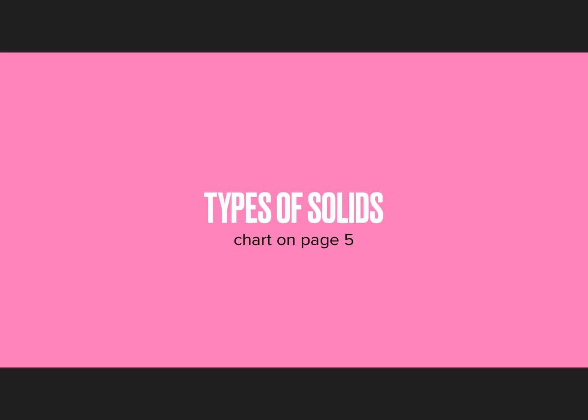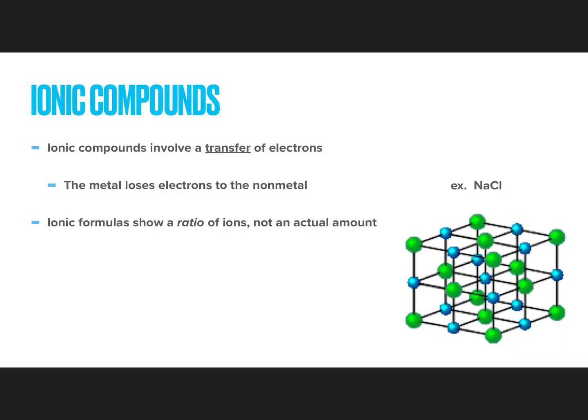In this video, we'll talk about the types of solids that are formed by the different types of bonding. This can be filled in on the chart in your packet. The first type of solid is called an ionic compound. As the name would suggest, this contains ionic bonds as well.